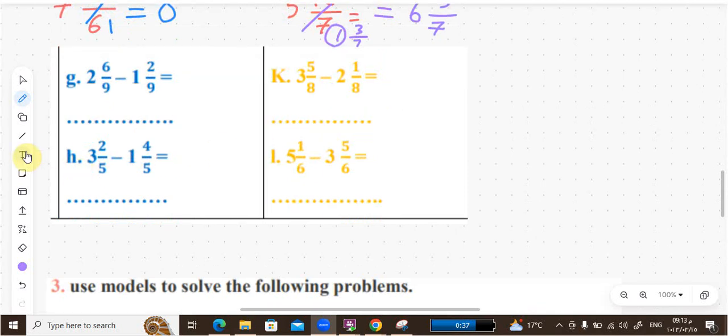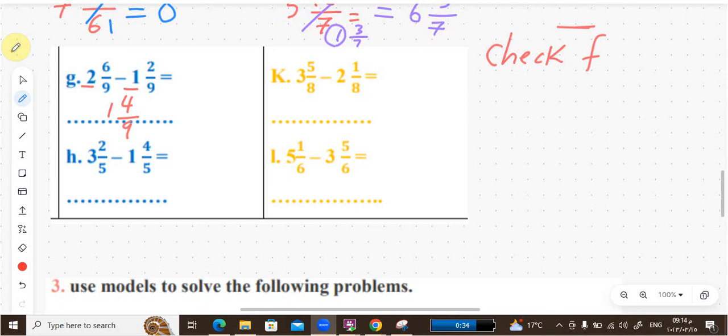After that, the minus. Okay, it's the same idea. I will subtract the wholes together, and after that the fractions. But before we start, we need to check the fraction. So in the subtraction, first check the fraction. Here, 6 minus 2, does it work or not? It works, right? So now I can start. 2 minus 1 equals 1. 6 minus 2 equals 4 over 9. And this is proper? Yes.